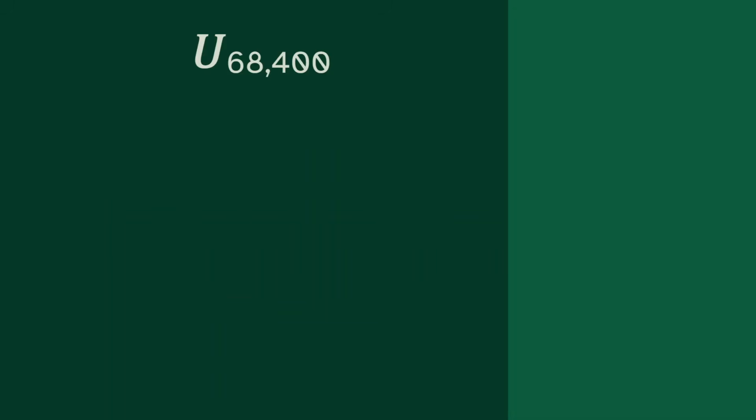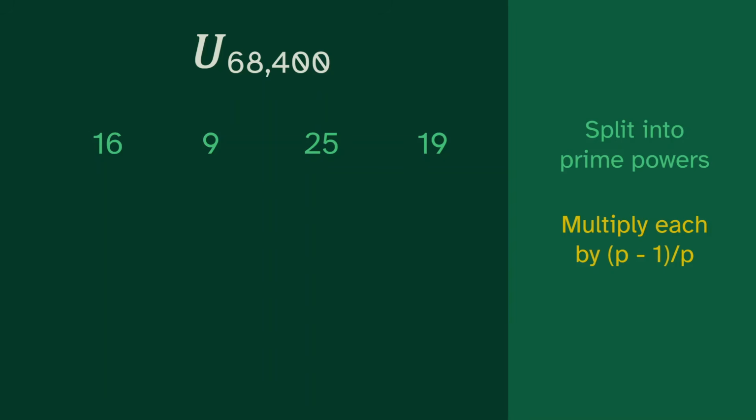Let's find the cycles for U68,400. And this is done in 3 steps. First, we split into prime powers. So 68,400 is 16 times 9 times 25 times 19. Next, we multiply each by p minus 1 over p, depending on which prime. Just like this. And finally, we split the power of 2 if possible.